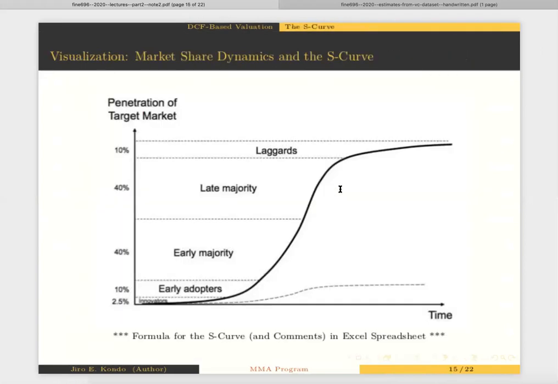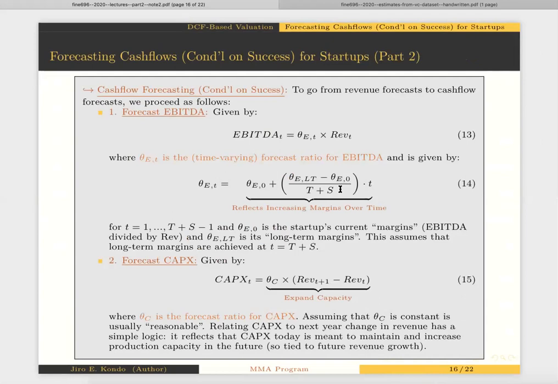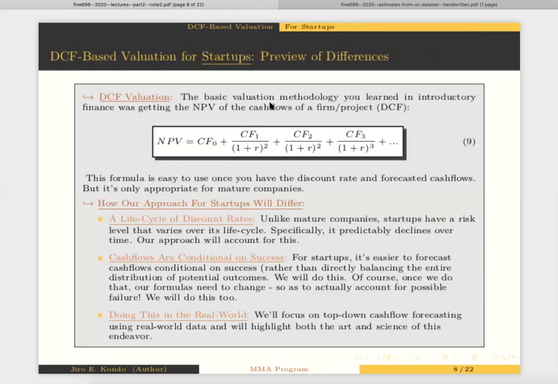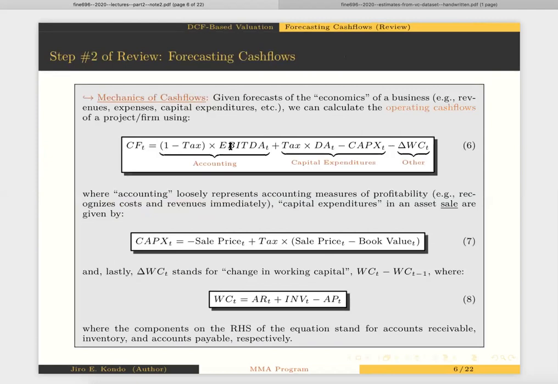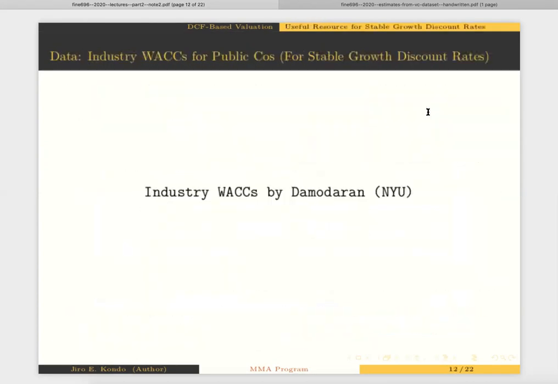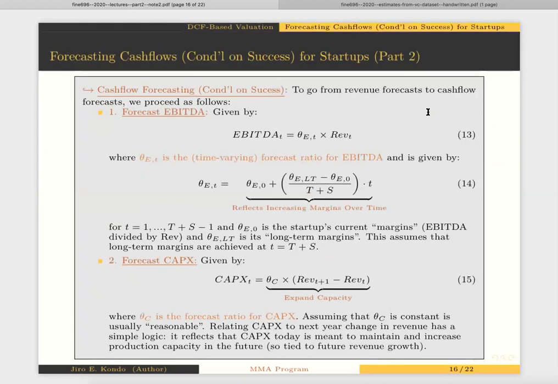The way that we typically do that is we use a forecasted relationship between revenues and the other components of cash flow. In particular, if we go back to our original cash flow formula, we had cash flow equals 1 minus tax times EBITDA plus tax times depreciation minus CapEx minus change in working capital. So what we're going to want to do is get an estimate of EBITDA as a function of revenue, an estimate of depreciation as a function of revenue, an estimate of capital expenditure as a function of revenue, and an estimate of working capital as a function of revenue. I'll just show you the standard approach that's used for going from revenue forecast to each of these other components of the cash flow equation.